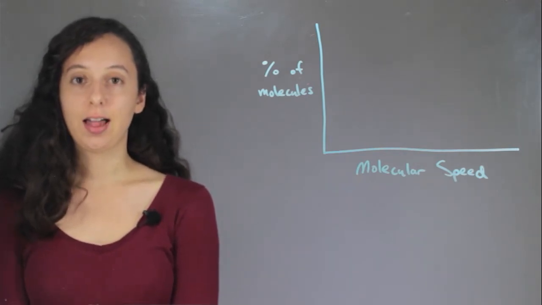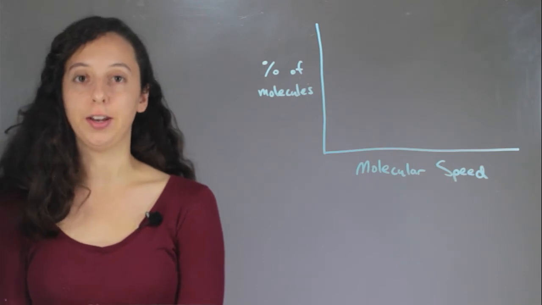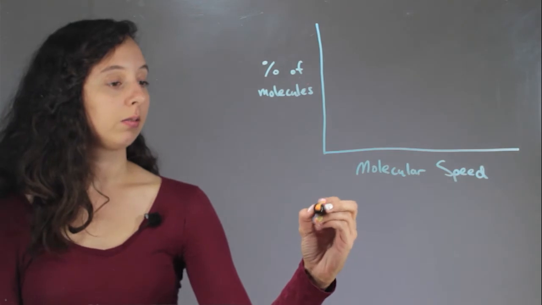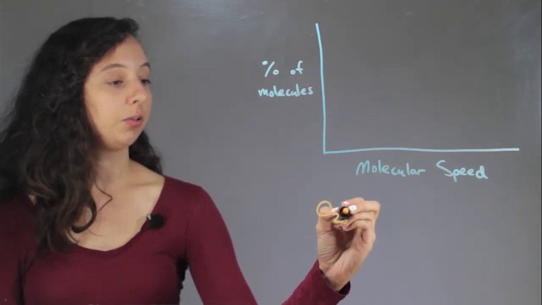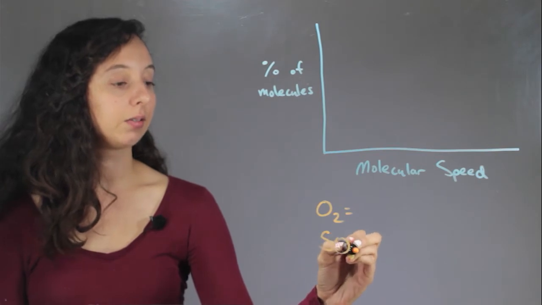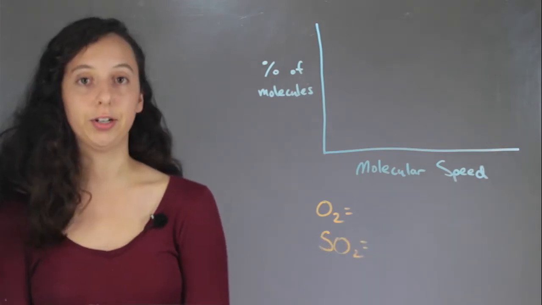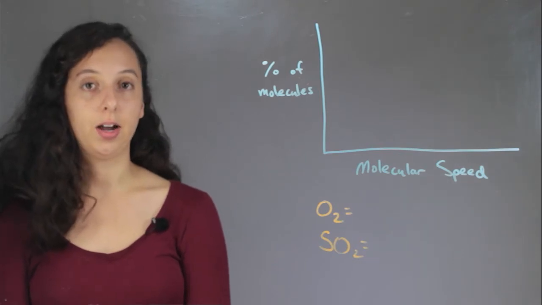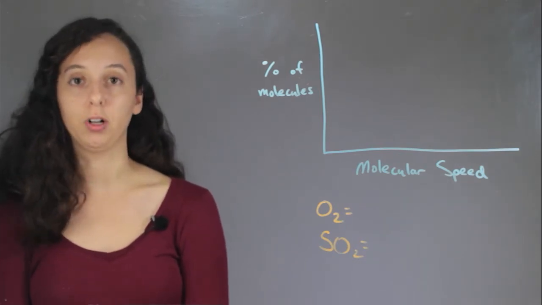Okay, so let's think about both of these in their gas form. Oxygen always comes as O2, and sulfur dioxide has the chemical formula SO2. The first thing we need to look at is the molecular masses of both of these molecules.